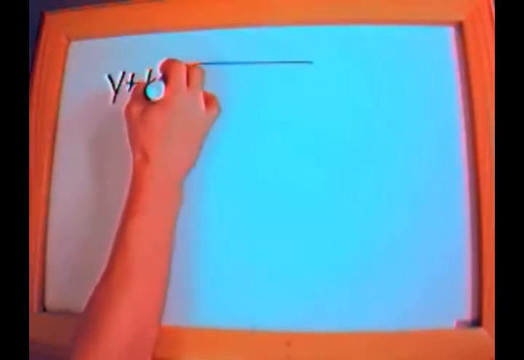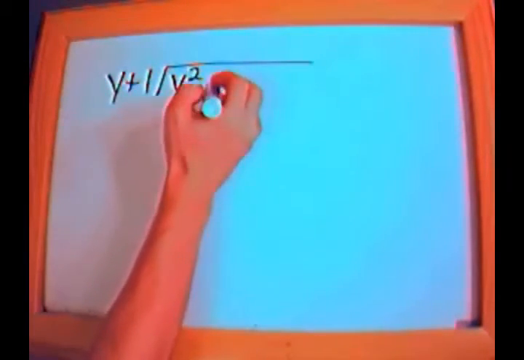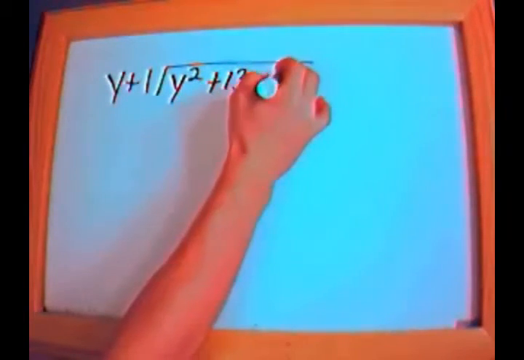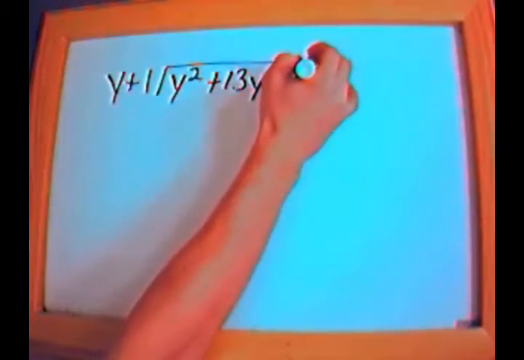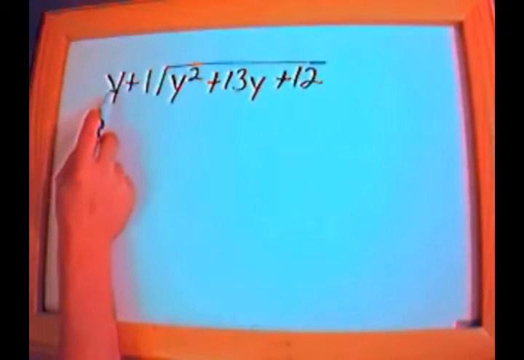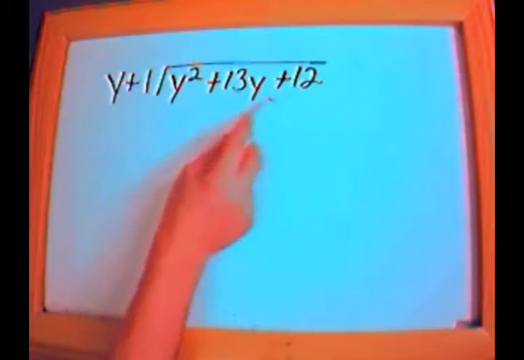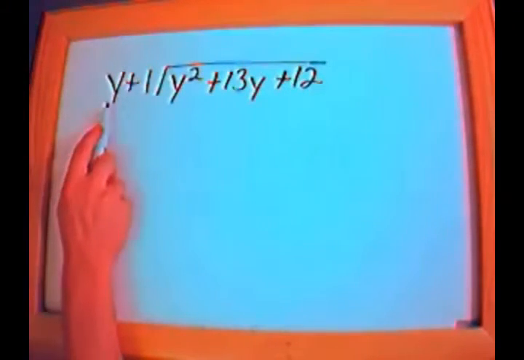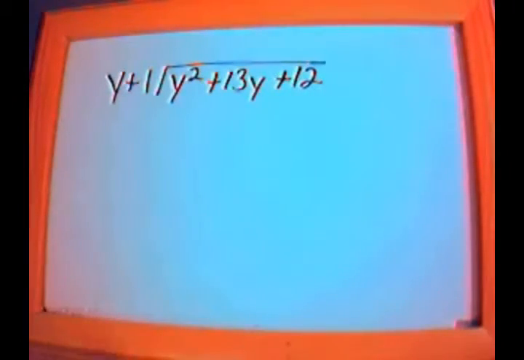Okay, what if we had something like y plus 1 divided by y squared plus 13y plus 12. Again, notice I have everything written in the standard form with the variables first and the highest exponents first. First thing I want to do is see how many times does y go into y squared. That's going to be y times.